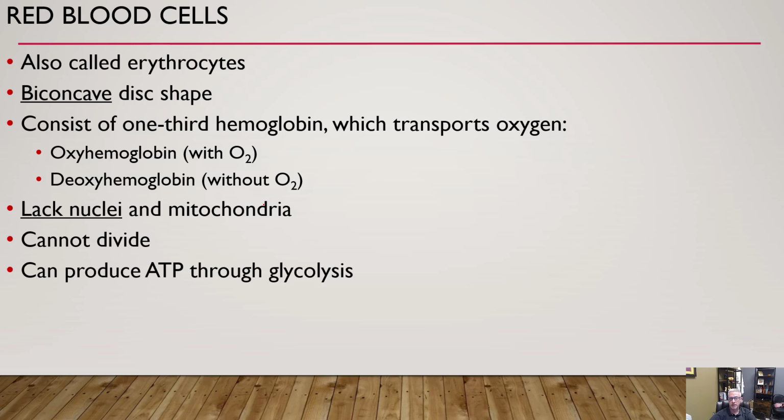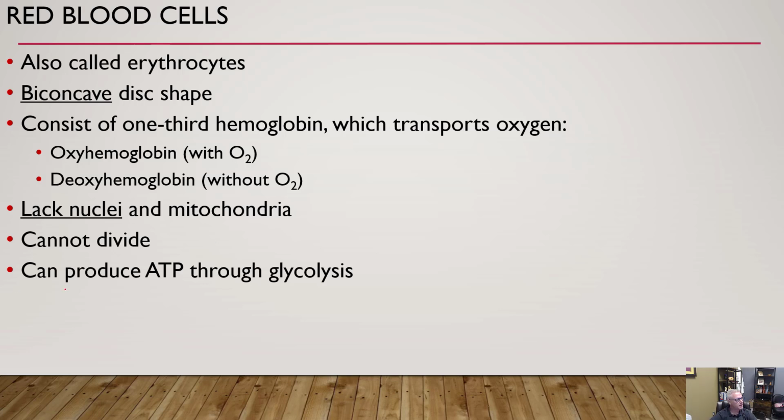When a red blood cell is done with its lifespan, it's done. It's dead. It doesn't replicate, and so it'll go and it'll get eaten up and it'll die, and the skeletal system will produce more red blood cells.